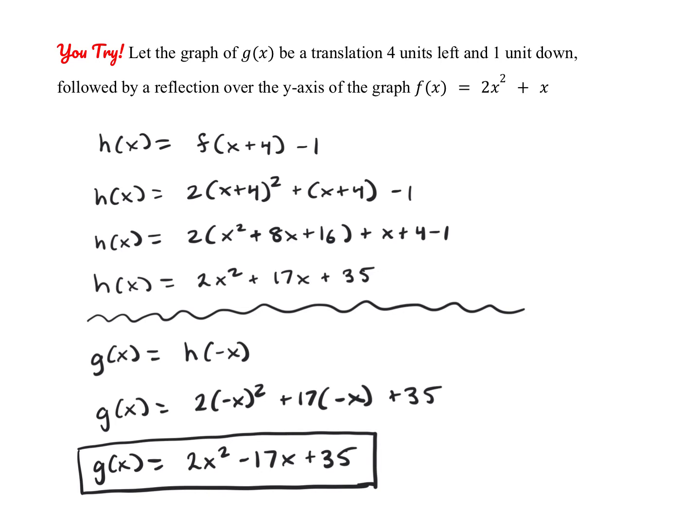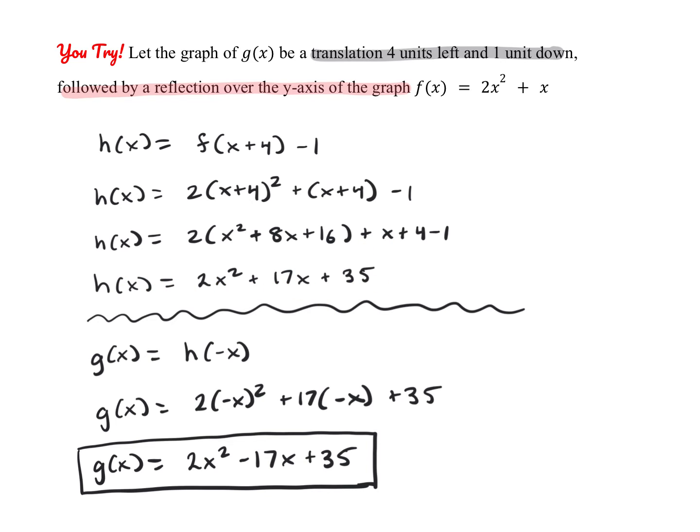All right, go ahead and check your work here. So since there were kind of these 2 different rounds of transformations, I did this in 2 steps. So my intermediate one I called h of x. So notice I did f of x plus 4 minus 1. So I replaced all of my x's with x plus 4's, and then I subtracted 1 after. Then I expanded this out, combined like terms, and I have that first round.